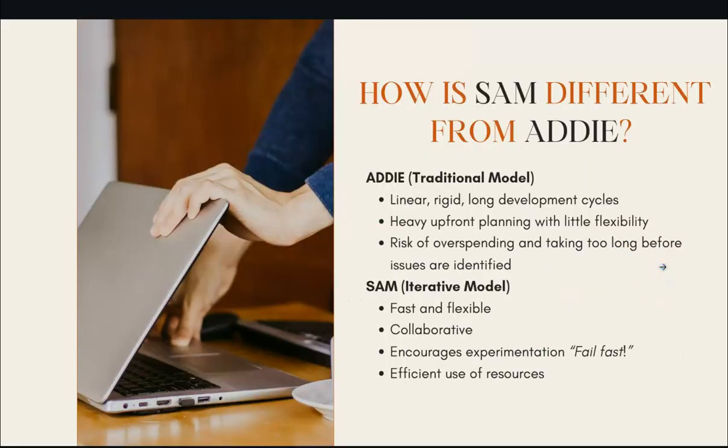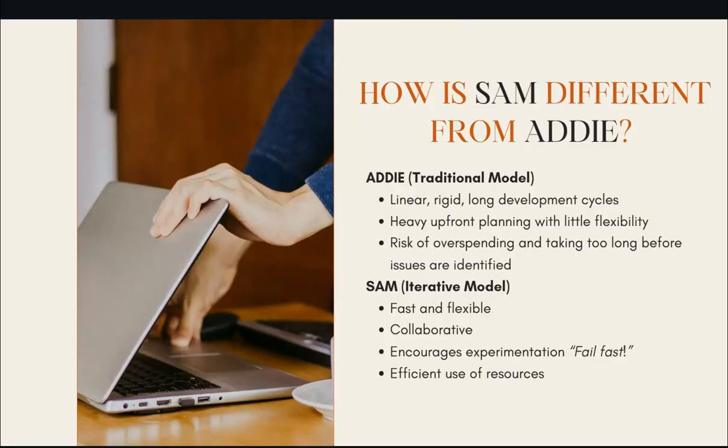So we've talked about this a little bit already, but just to emphasize the point, how is SAM different from ADDIE? Maybe to summarize some of the things that we said. How does it compare? Let's break it down. You have your more traditional model, which is linear, more rigid, and has long development cycles. There is a lot of heavy upfront planning with little flexibility. So you're spending a lot of time upfront on initial analysis and design. And you have a risk of spending too much time and money before you identify issues. So testing happens maybe too late in the process, and you are not able to identify problems soon enough.